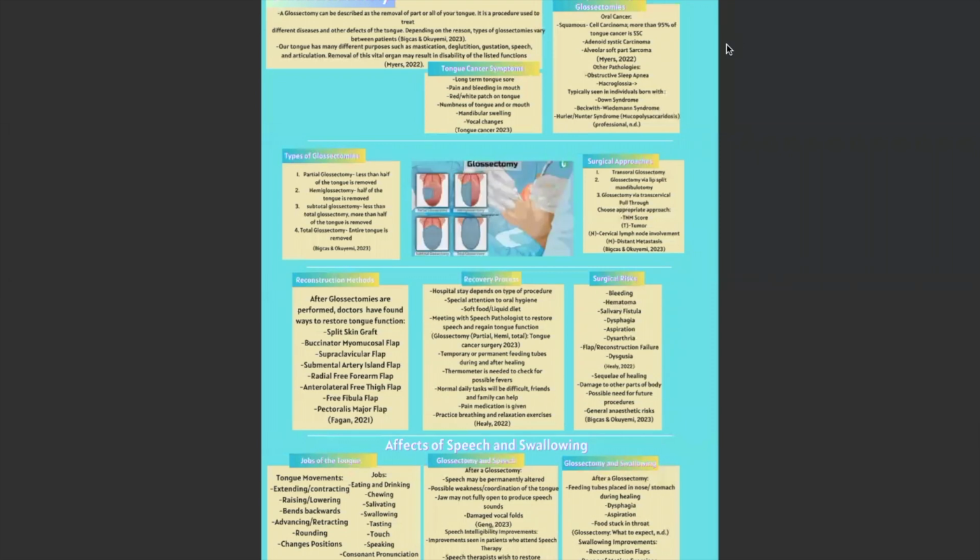For tongue cancer, doctors would most likely go with the glossectomy via lip split mandibulotomy approach because it gives the widest exposure for an easier tumor resection. It's also done to have access to the back of the tongue.